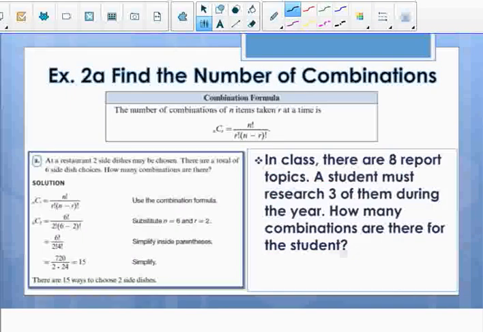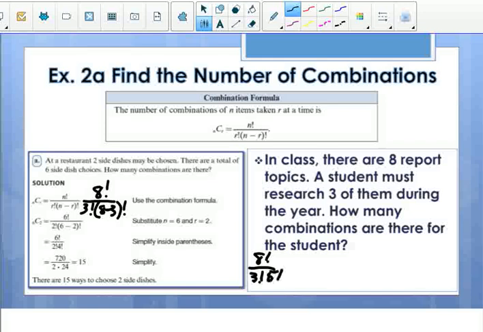Example 2a, find the number of combinations. So now we're just strictly using combinations. In the class, there are 8 report topics. So that's my total. So if I were to use my formula, I would put 8 in 8 factorial for my n. The student must research 3 of them. So that's my r. 3 factorial. 8 minus 3 factorial. So now I have 8 factorial divided by 3 factorial divided by 5 factorial.